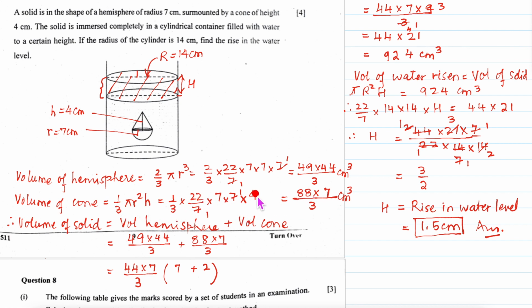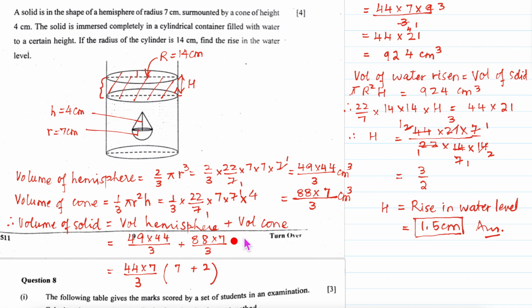Can you see this? 22 into 4 is 88 into 7. Yes, that is in the numerator and upon 3 centimeter cube. Now volume of the solid will be this plus this. So we are just writing it like so. Now look, rather than finding the decimals, you can take your 44 out common and 7 common and 3 in the denominator common. So here 44 is gone, here 7 into 7, so 7 remains here. From here 44 is gone, so 2, and this 7 is out, so 2 remains here, so 7 plus 2 is inside the bracket. So that gives us 44 into 7 into 9 upon 3.